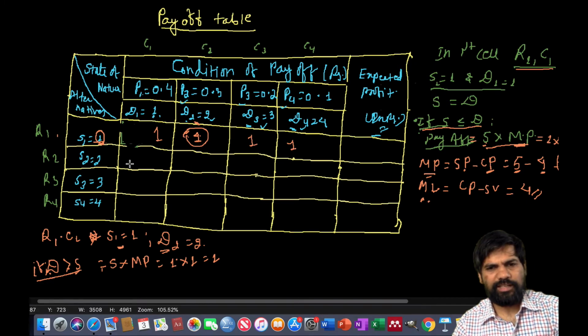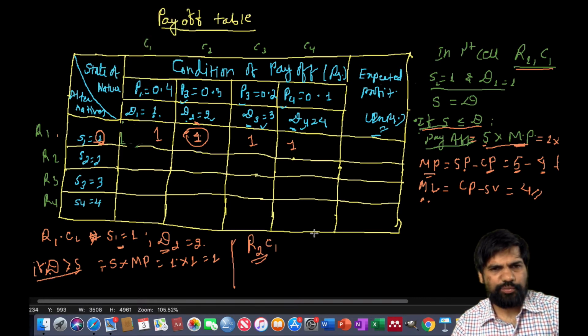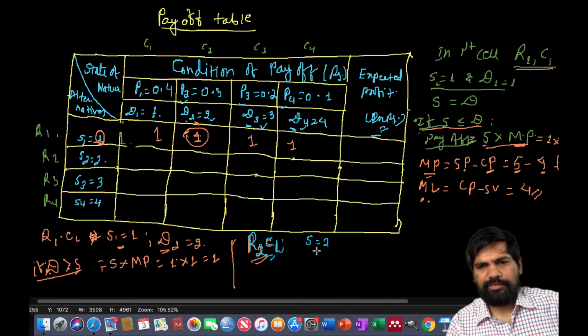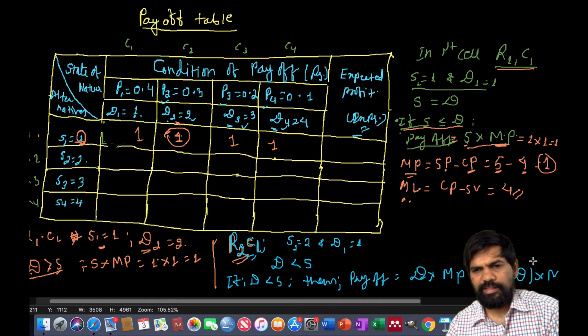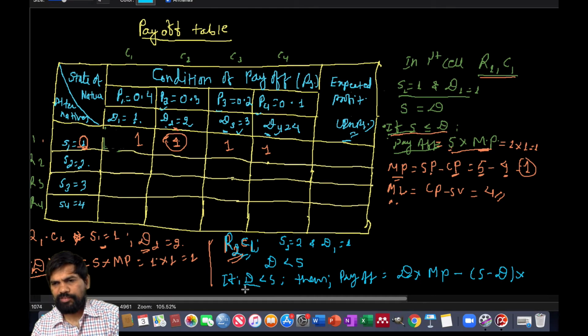What we see here in the R2 and C1 cell, the supply is 2 and the demand is 1. Here the demand is less than supply. When demand is less than supply, the payoff value is equal to demand times marginal profit minus (supply minus demand) times marginal loss. We already calculated the marginal loss here, 4 rupees. Marginal profit is 1 rupee, and we have the supply and demand already in this table.